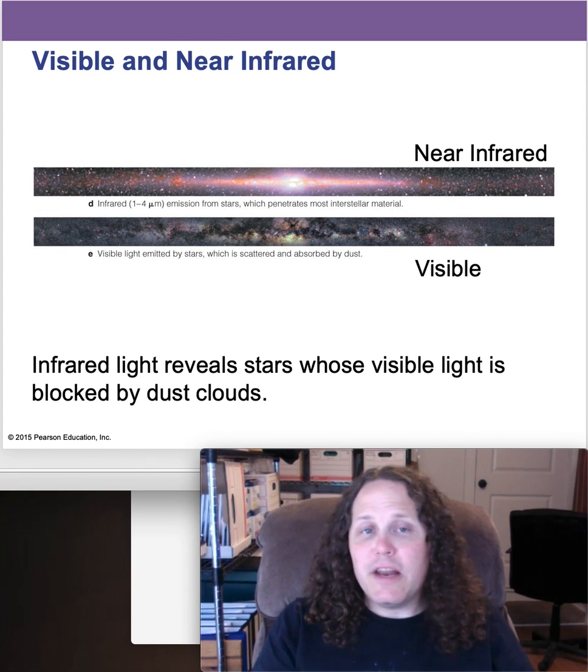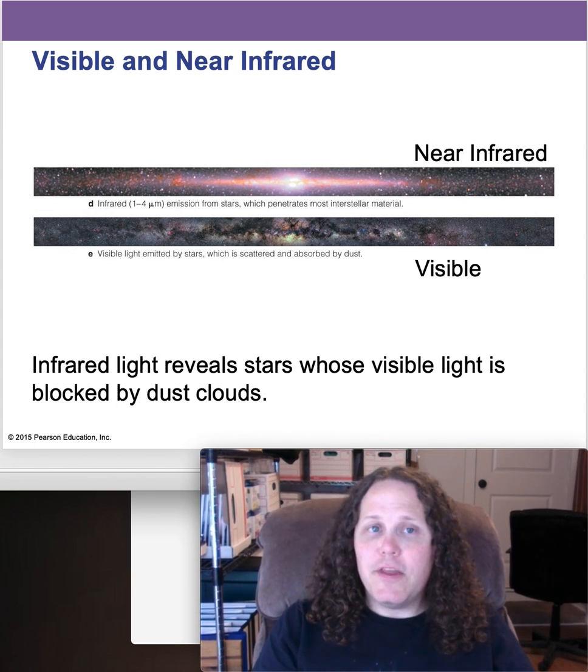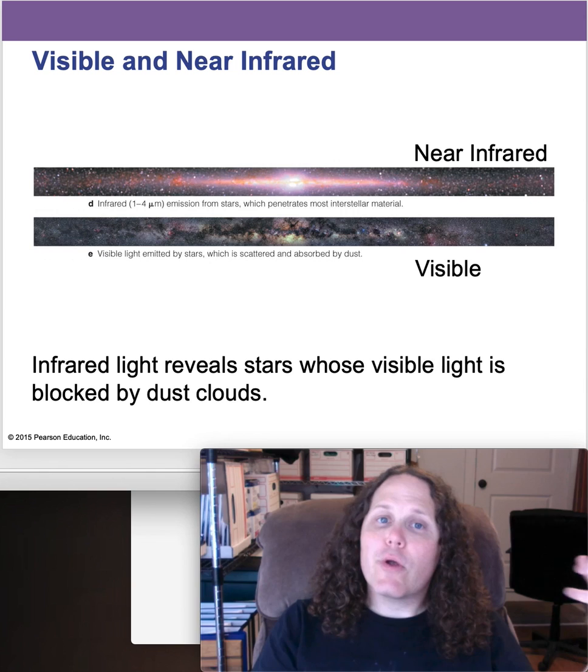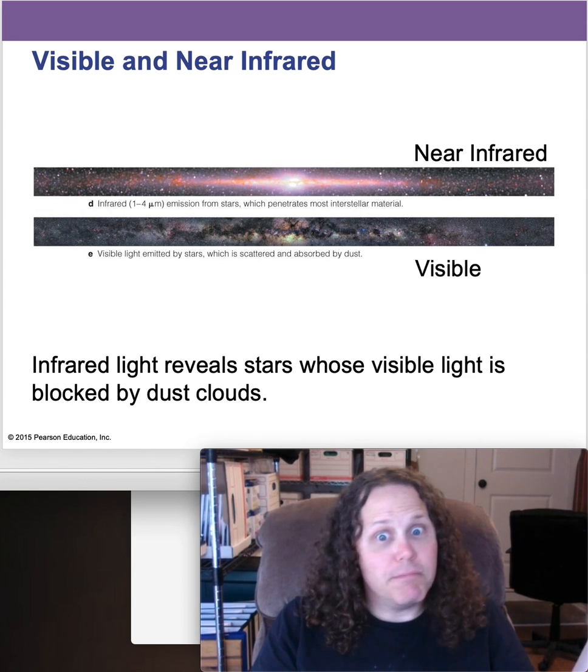So using near-infrared, we can see through the dust. Stars are also bright in the near-infrared, so near-infrared wavelengths tell us where in the galaxy most stars are located. Spoiler alert, they're in the disk.